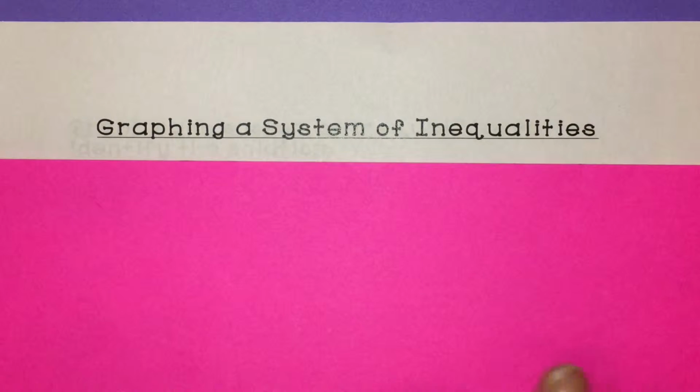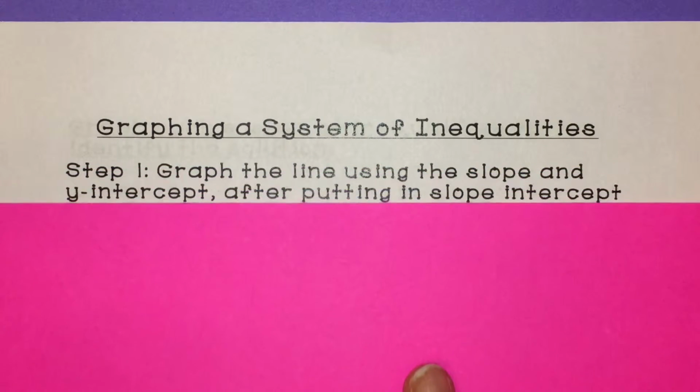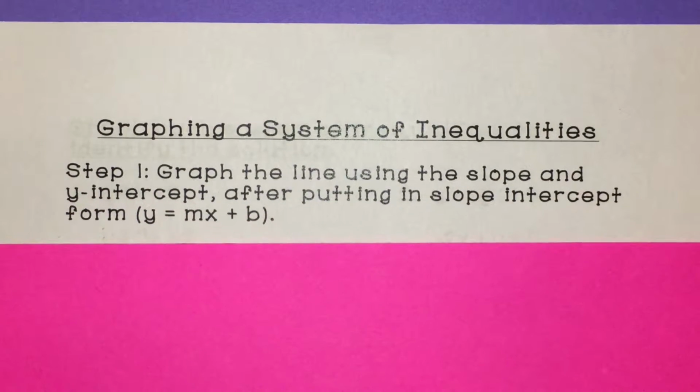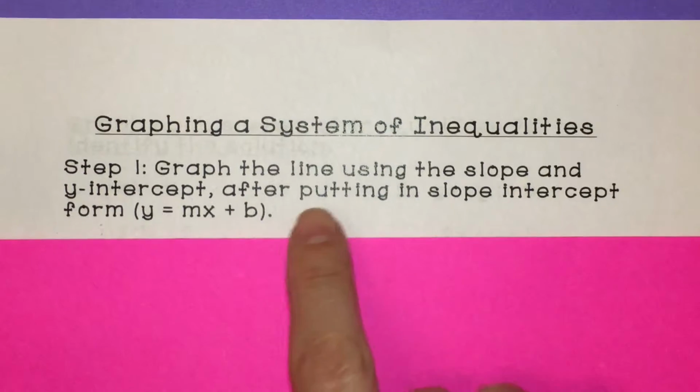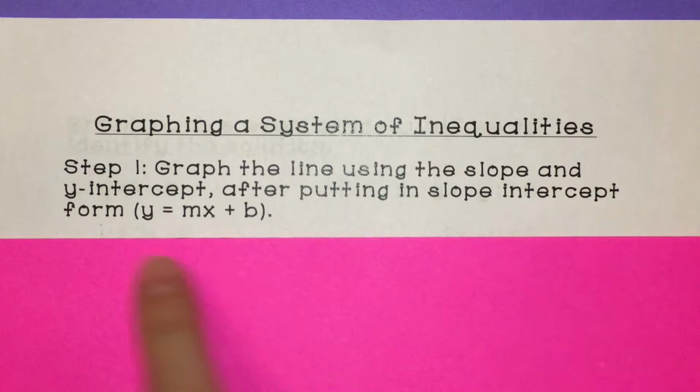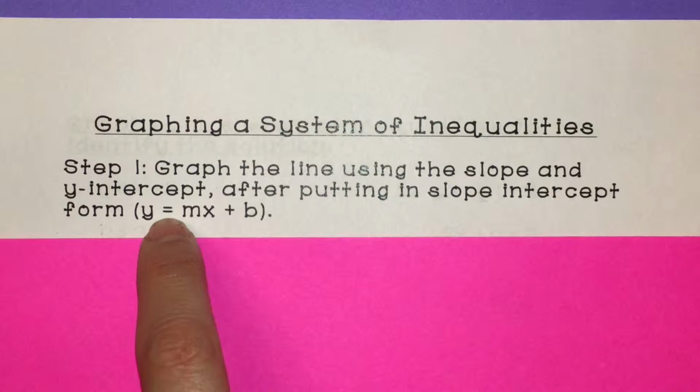In this video, we're going to be graphing a system of inequalities. So you're going to be given two inequalities, and you're going to graph the lines using the slope and the y-intercept. But first, it has to be put into slope-intercept form, meaning y equals mx plus b. But instead of the equal sign, you'll have a greater than, less than, greater than or equal to, or less than or equal to symbol.